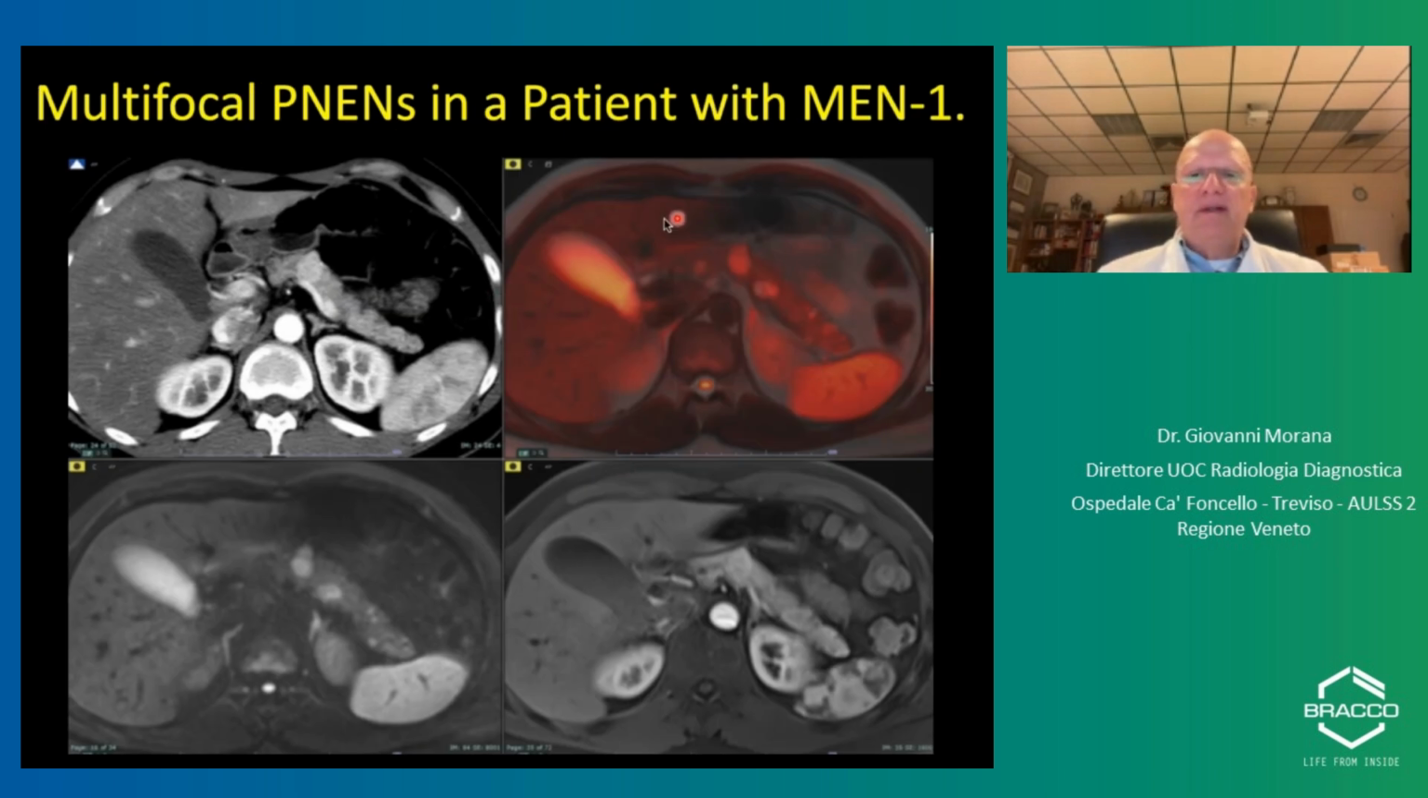But of course, fusion imaging, especially between the T2 and the diffusion weighted imaging, is very useful to detect even smaller lesions. In this case, it was a patient with MEN1, with multifocal neuroendocrine neoplasms. We clearly see the largest one in CT and in MRI, but there were even other smaller ones, which we can only see better with diffusion weighted imaging and the fusion imaging with T2 and DWI.